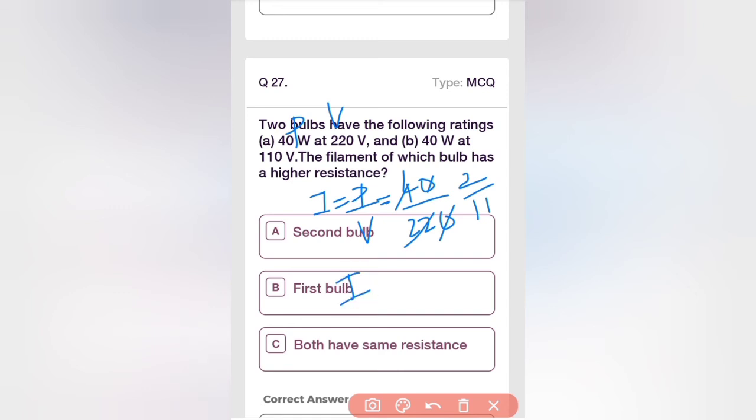And then go for the second one. It is 40 divided by 110. It is 4 by 11. So the one which has got less current will be having higher resistance, isn't it? Therefore, the first one will be having less current, so it has the higher resistance. So it must be the first bulb.